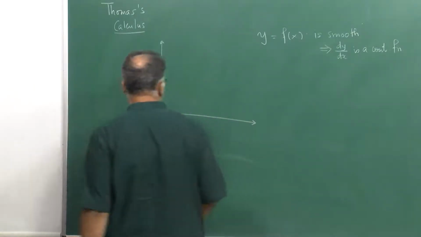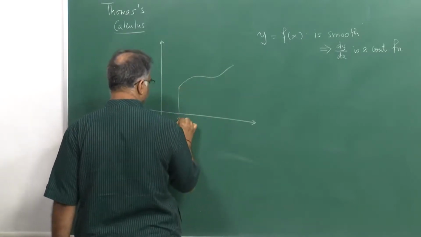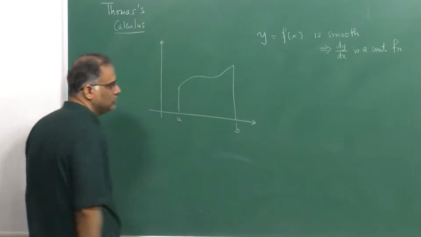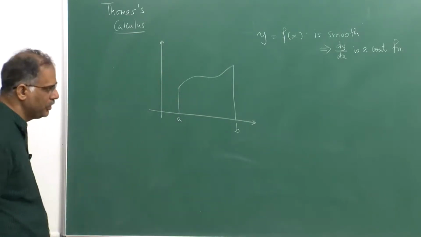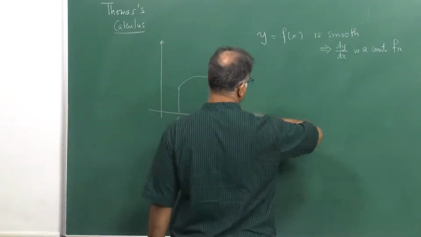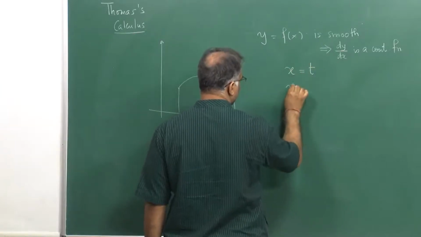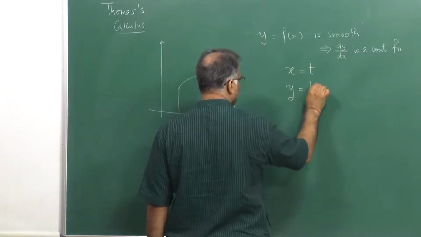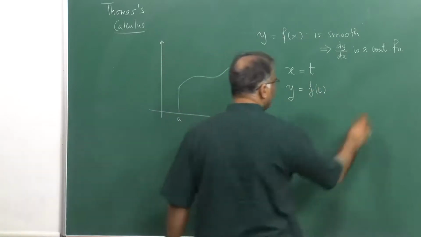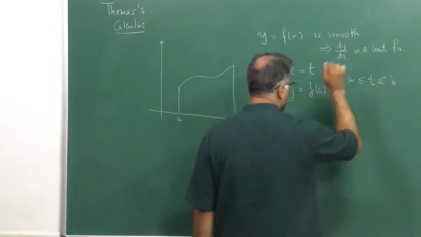I am trying to tell you that this is my y equal to f(x) between A and B, and you try to find the length of this by whatever knowledge you have gained in finding the lengths of parametric curves. So, now how do I parameterize this curve? What I do, I put x equal to t and y itself as f of t. But t of course has to vary between A and B, because t is the same as x, which varies between A and B.